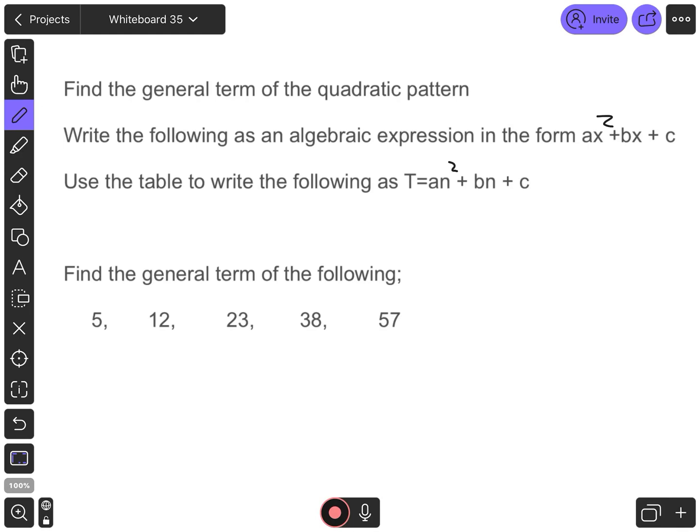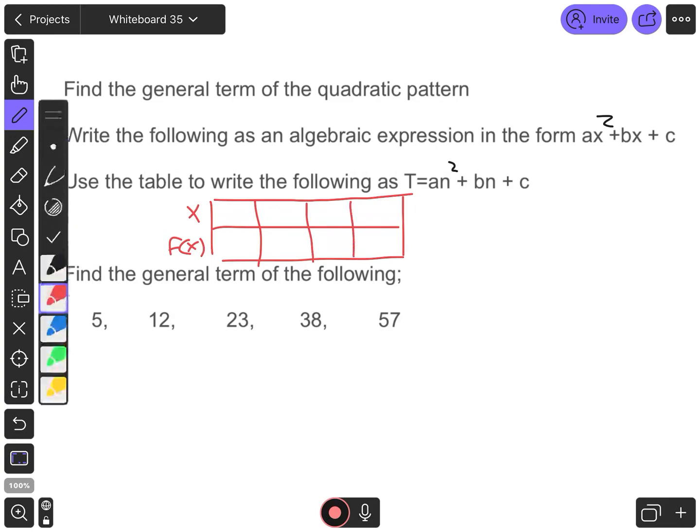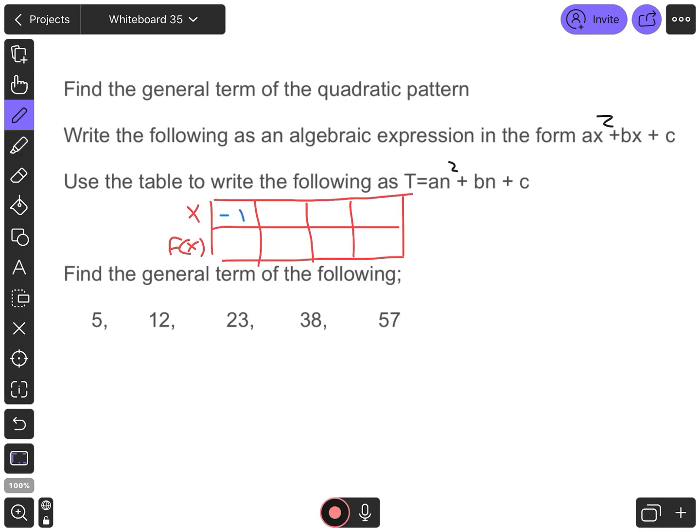Be careful, because sometimes when we're given a table, they will give us certain terms of the quadratic. For instance, you would be given that these are the x values and these are the f of x values, like you're substituting into a calculator. But the values might be minus 1, 0, 1 and 2, and then we might have 5, 12, 23, 38.